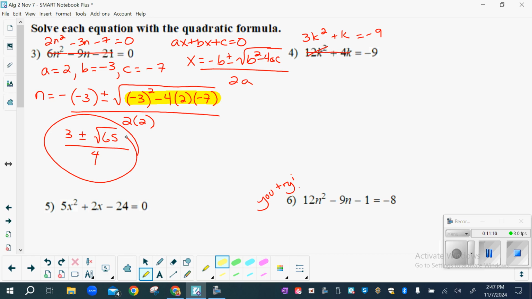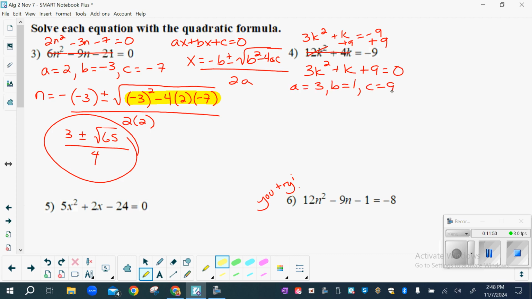Is number 4 in standard form? No. What is it? Somebody at this group here, what is it that we need to do to get it in standard form? Add 9 to both sides. So we add 9, and we get 3k squared plus k plus 9 is 0. Tell me what A, B, and C are. Ariella, what are A, B, and C? A is 3. B is 1.